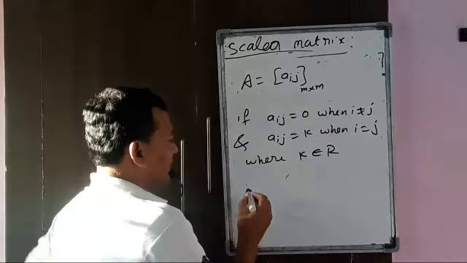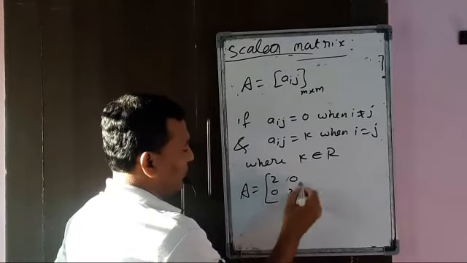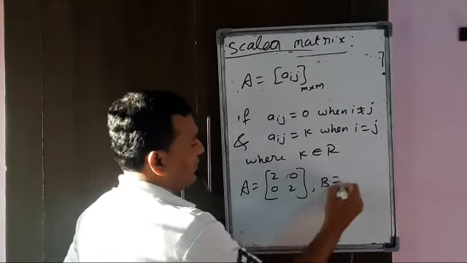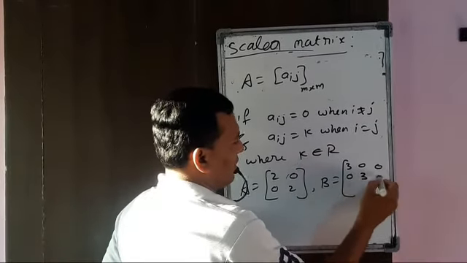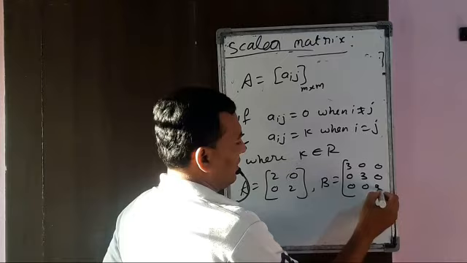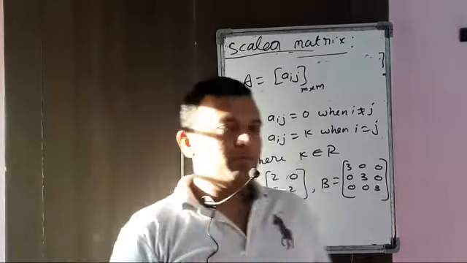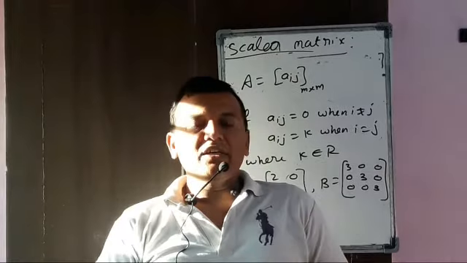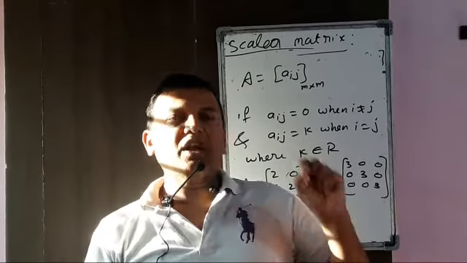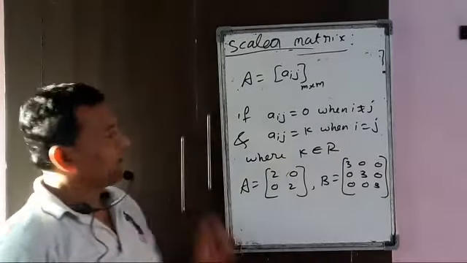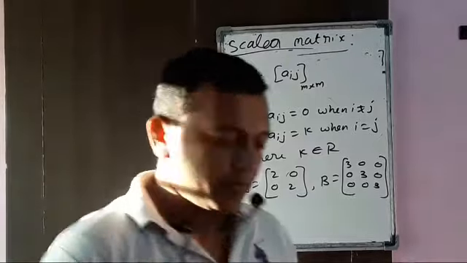Now we can see with the example, A equal to [2 0; 0 2], or B is equal to [3 0 0; 0 3 0; 0 0 3]. These are some of the examples for scalar matrix. Remember, a diagonal matrix is said to be a scalar matrix if its diagonal elements are equal. Okay, this is the scalar matrix. Next, we can go to the identity matrix.